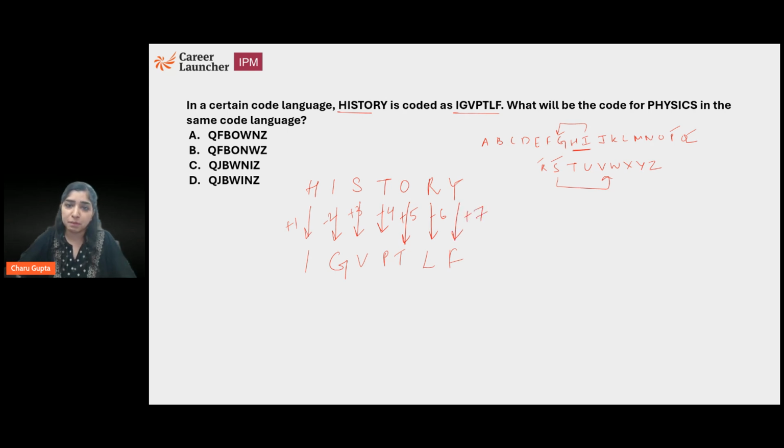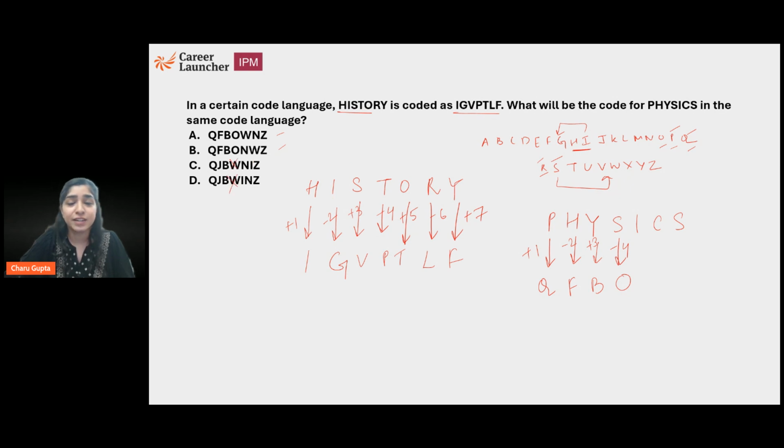So now I've gotten my pattern. Now I need to write the same code for the word PHYSICS. It's easy. So plus one, this is Q. Next H, we need to go two places back. It's F. Y, three places forward. It's B. So this is minus 2, plus 3. Then we need to go minus 4, which is R, Q, P, O. So it's O. So right now we have A and B as our contenders.